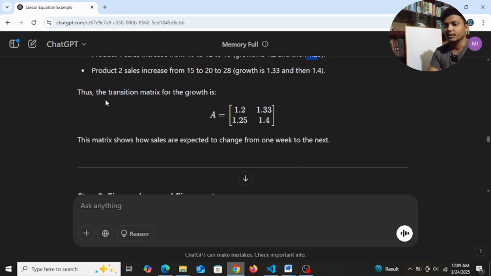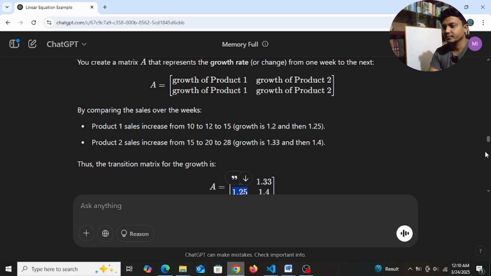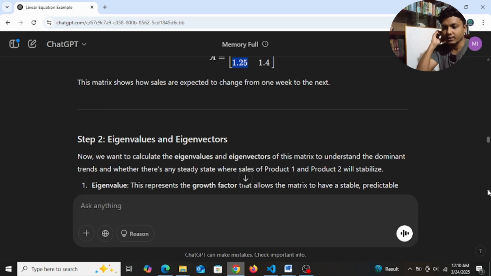So the transition matrix for the growth is 1.2, 1.33. These are the values for the first product, and these are the values for the second, 1.25, 1.4. Now, eigenvalues and eigenvectors.